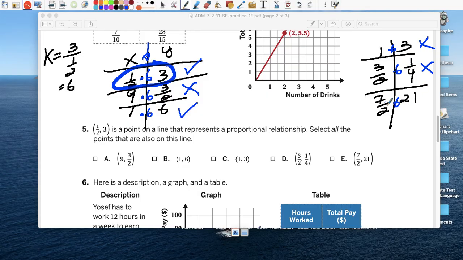No, that's also a no. It's 7 over 2 times 6, 21. Yes. So if I were to graph this, the following points would be on this line. First one, the given one to us. 9 and 3 over 2, 1 and 6, this one will be on the line. And what else? Then 7 over 2 and this one. All these 3 points would be on the same line. They would have the same constant of proportionality. The other ones, they just don't work.